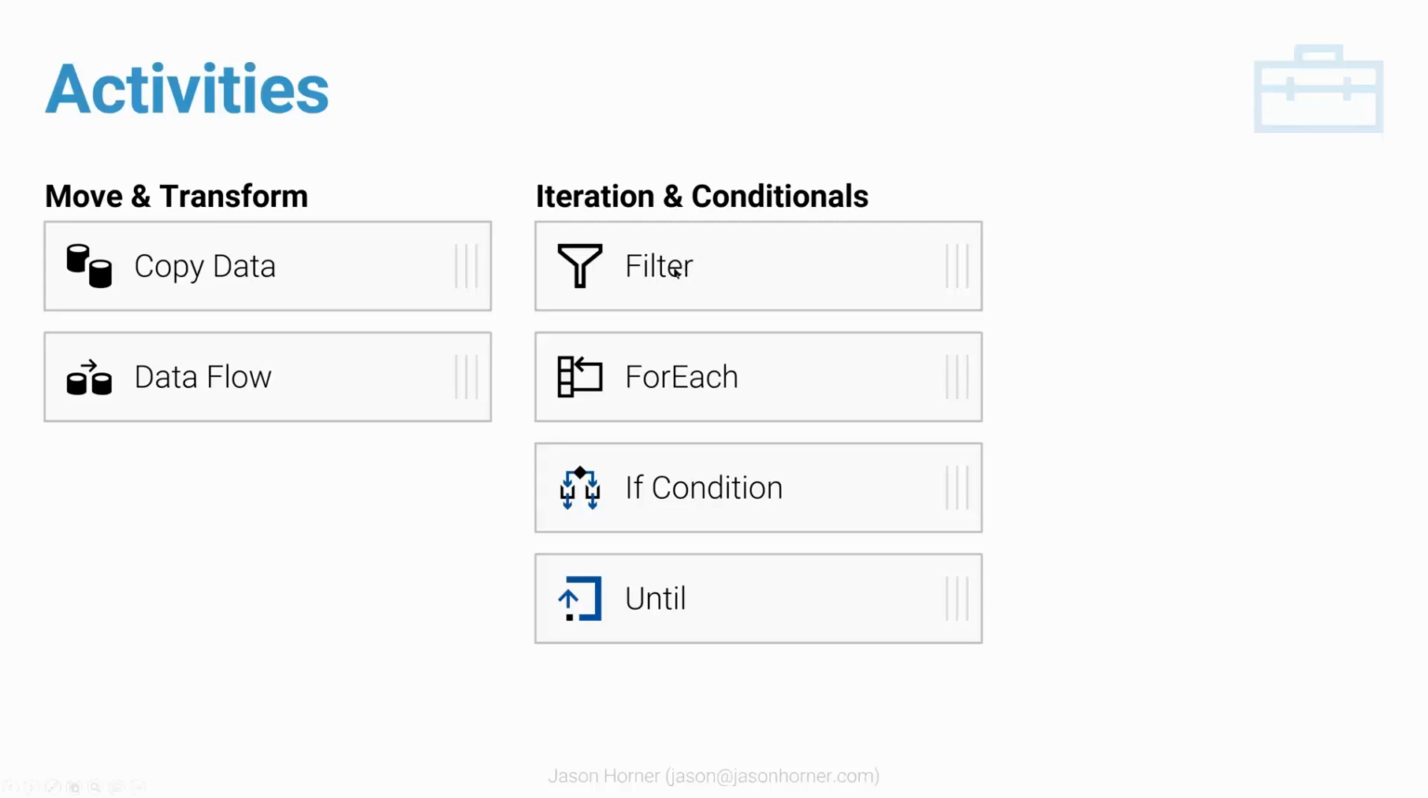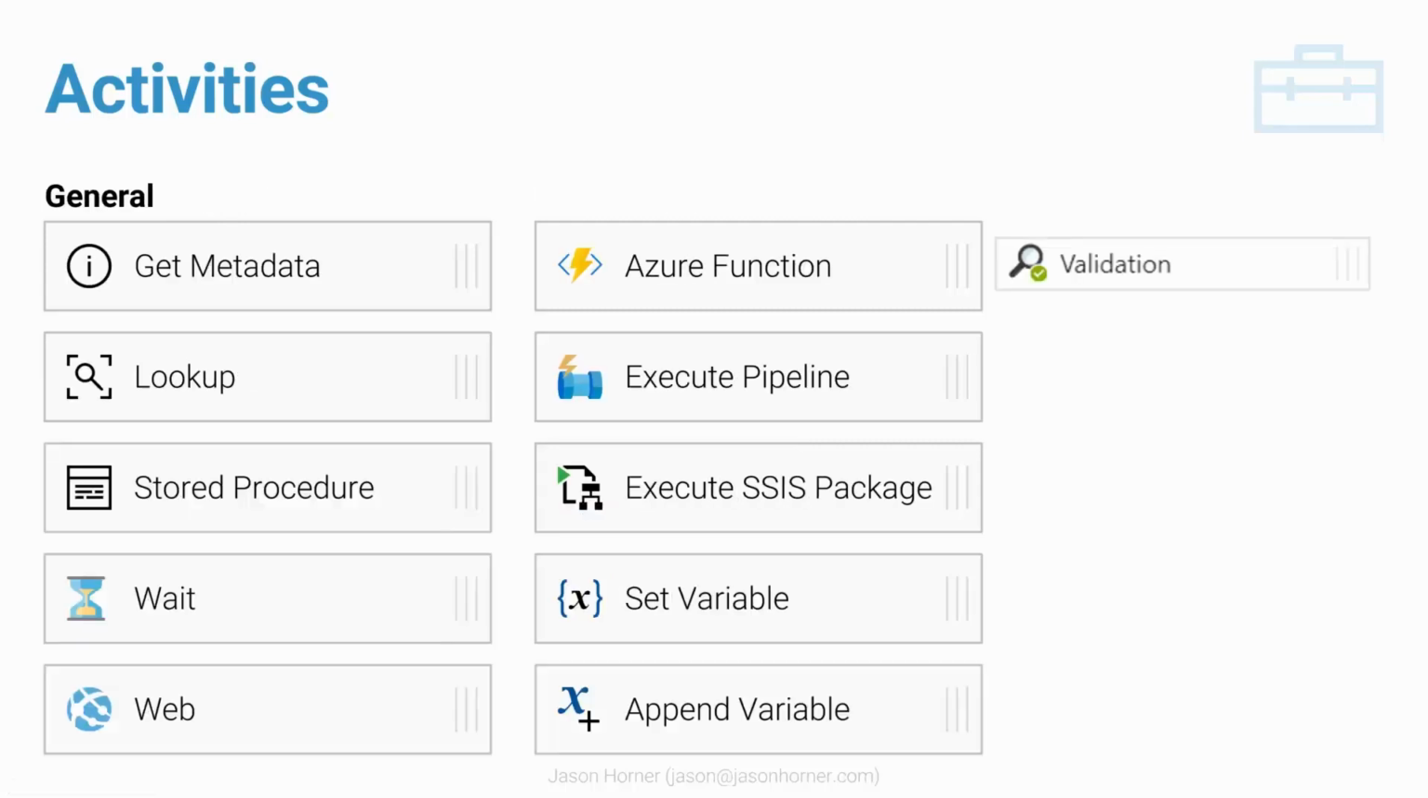So I can take data from a lookup query and filter it using this filter activity to remove rows. I can iterate across the results of a lookup query or a get metadata operation to loop over it to do something, right? To do a dynamic pattern. I have if, I have until, and these aren't super up to date, so there's probably a few more in here that I don't have, but this is a general flavor of these.